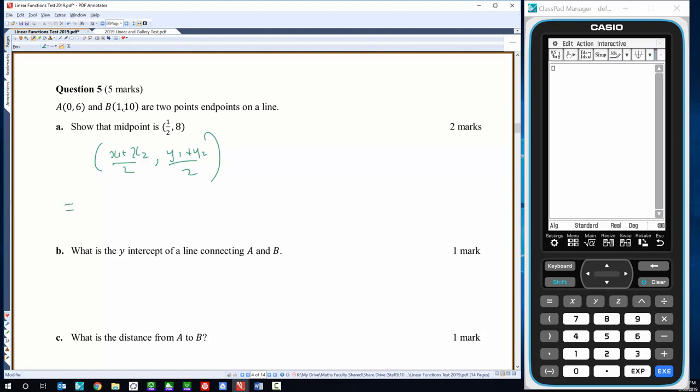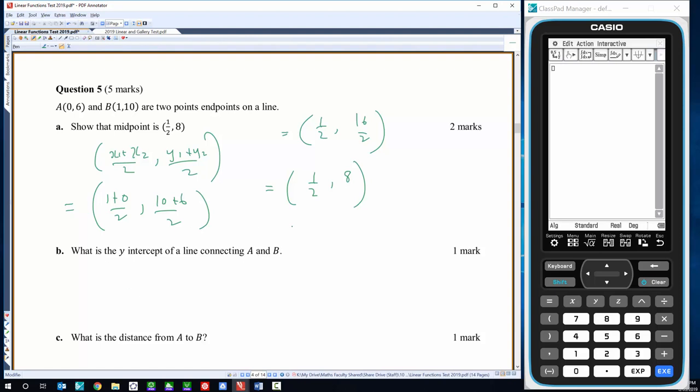So what we're going to do is add together the x values, which is 1 and 0, and add together the y values, which is 10 plus 6 over 2. So we get 1 over 2, comma, 16 over 2, and 8 as required.